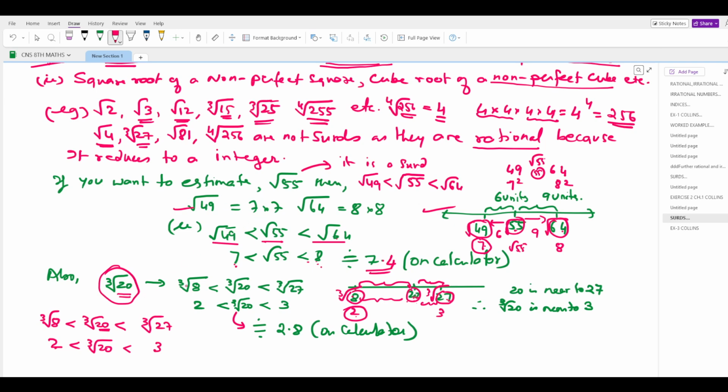Okay, so I showed you two examples: square root of 55, which is a surd, how to estimate its value, that I have told you. It should be approximately 7.4. Second example, I gave you cube root of 20. That is also a surd. It is an irrational number. So all surds are irrational numbers. If you want to find the approximate value, it will be 2.8.